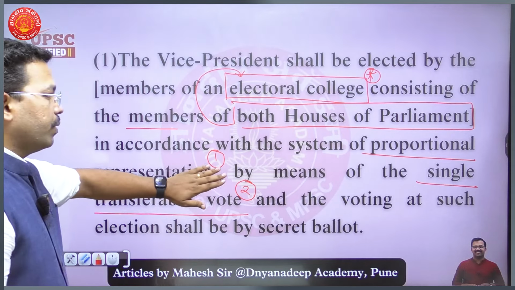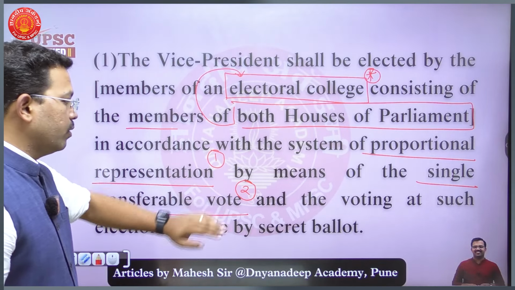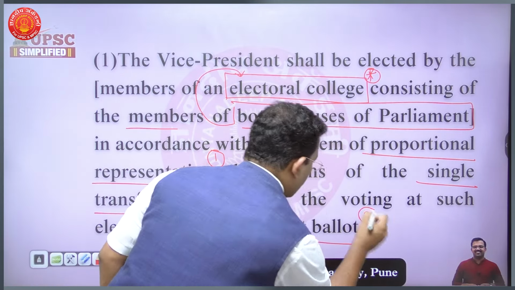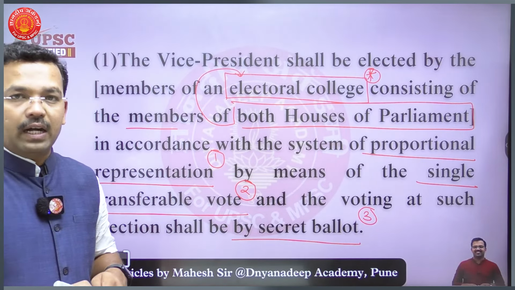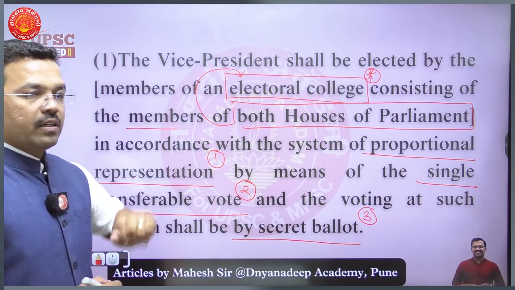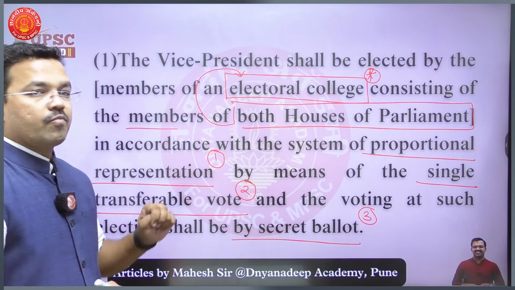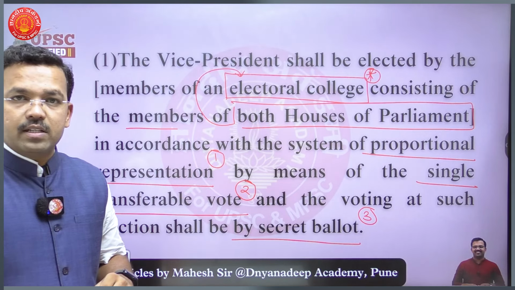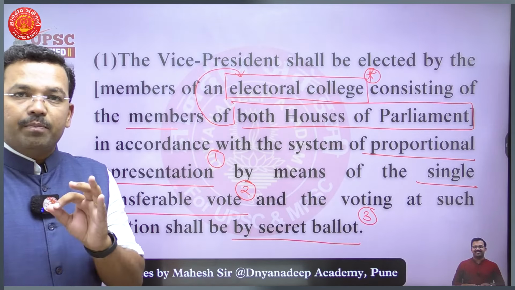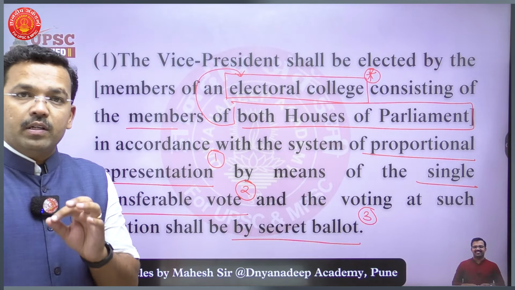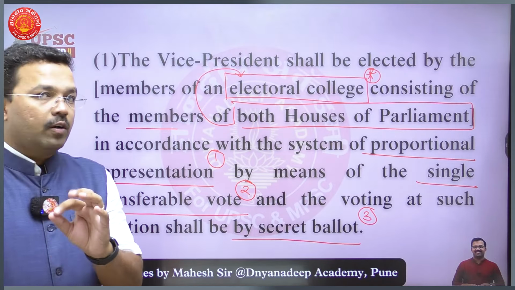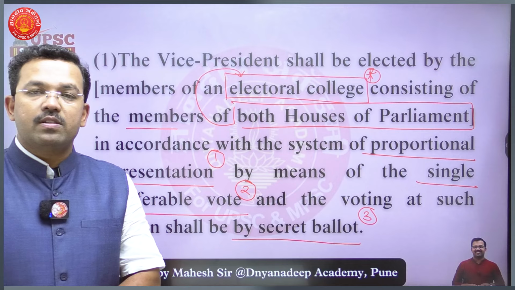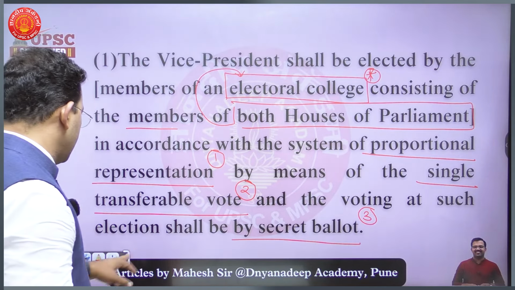So it is based on proportional representation, single transferable vote, and the voting at such election shall be by secret ballot. So what we get in the first part of Article 66: the Vice President shall be elected by an electoral college composed of members of both houses of Parliament, that is, members of Lok Sabha and Rajya Sabha. It shows that in the vice presidential election, members of state legislative assemblies do not participate. It is based on the system of proportional representation, single transferable vote system, and it is an election by secret ballot.